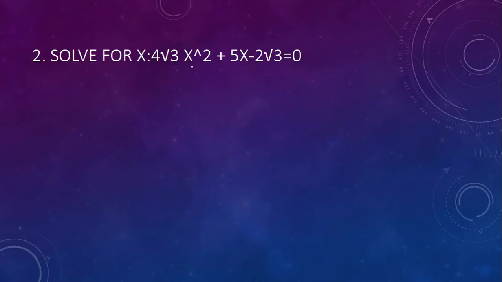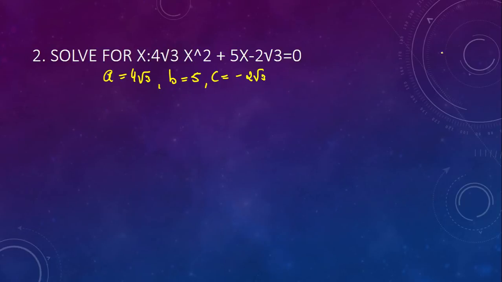The equation is: solve for x, 4 root 3 x square plus 5x minus 2 root 3 equal to 0. Now you know that in the factorization method, first let's mark the coefficients. You know a is 4 root 3, b is 5, and c is minus 2 root 3. So we got that right? These are the coefficients.